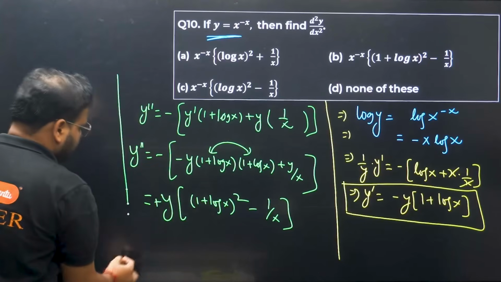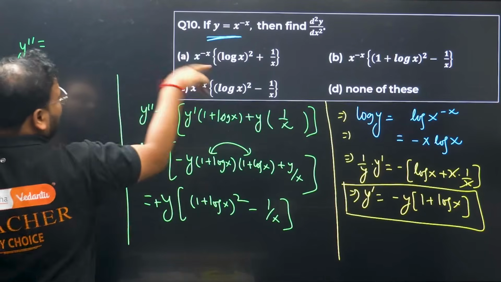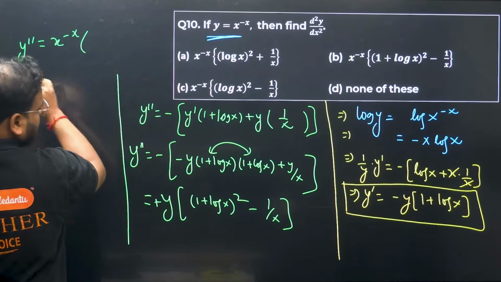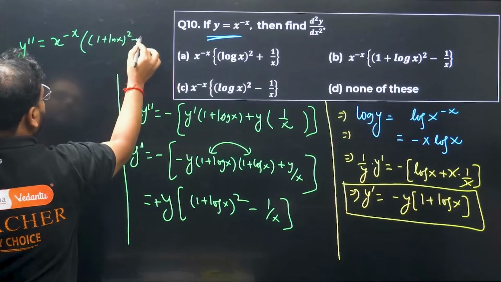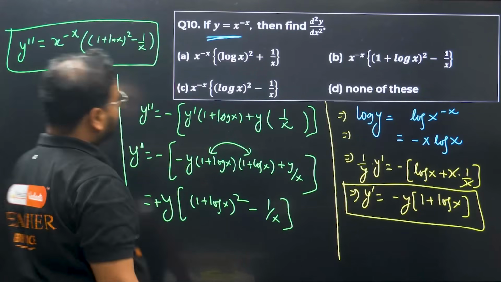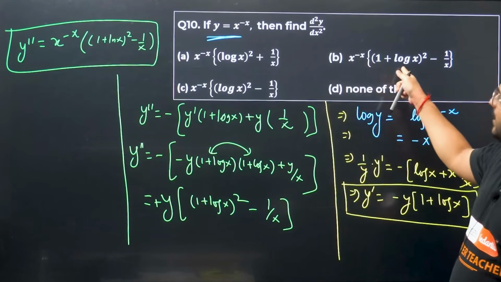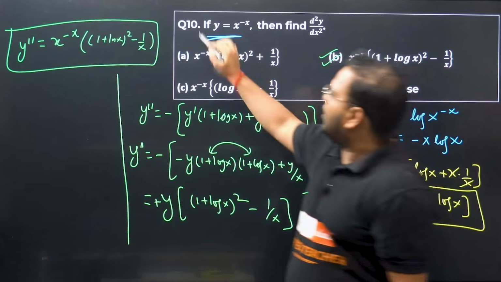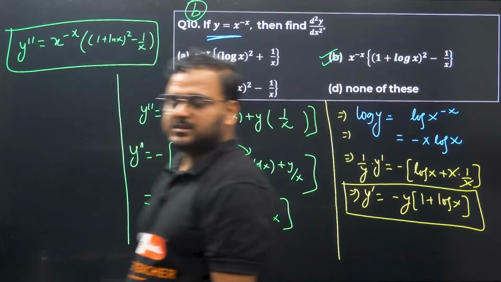My final answer, one last time, please check. Y double dash equals y, whose value is x power minus x, times 1 plus ln x the whole square minus 1 by x. That's your final answer. Which option is correct? Option B, I think: x power minus x, 1 plus log x the whole square minus 1 by x. So option B is the correct option.